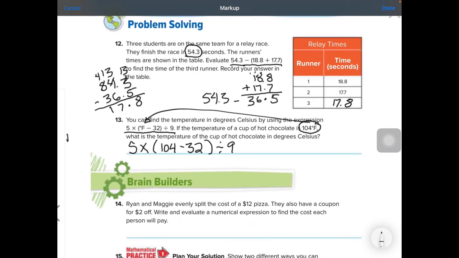Now, please excuse my dear Aunt Sally. It looks like we have a parenthesis here. We need to do what's in the parenthesis first. So we have 104 subtract 32. So we have 2, cannot take 3 from 0, so we're going to do that into a 10. And then we know that's going to be 70. Okay, so this right here is 72.